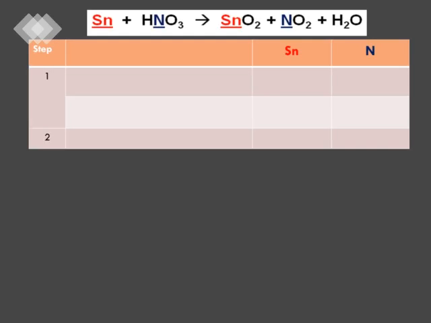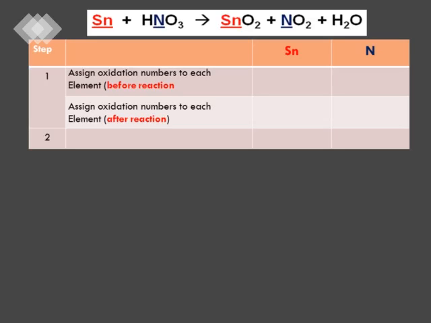Now let us balance the equation using oxidation number. First, let us identify the oxidation number for stannum and nitrogen before and after reaction. Why only stannum and nitrogen? Because the oxidation number for hydrogen and oxygen is already fixed.